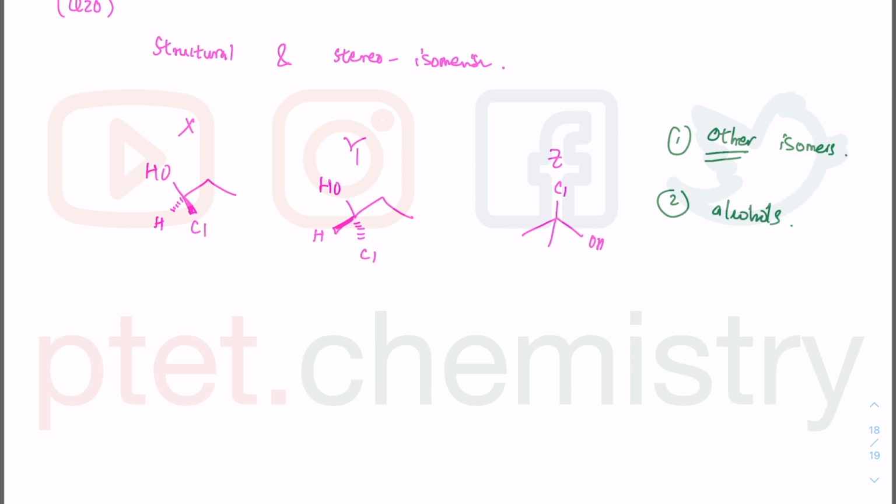C3H7ClO. So all of these are 3 carbon, 3 hydrogen, 4, 5, 6, 7. So how many other isomers are there that are alcohols?